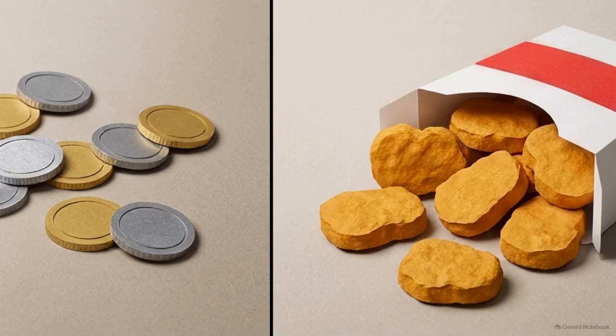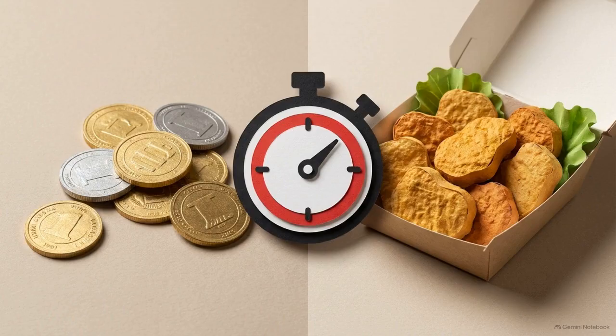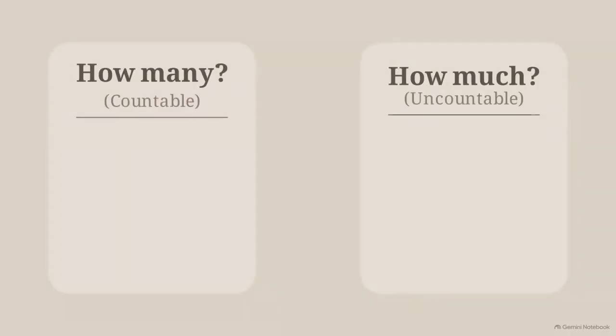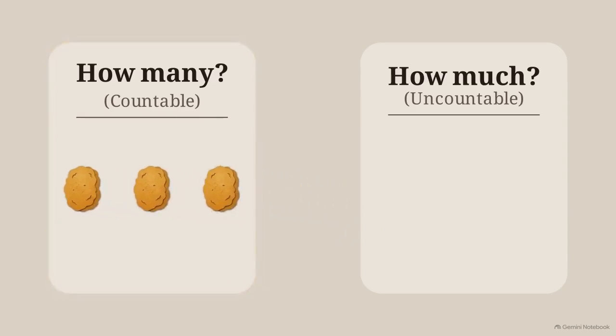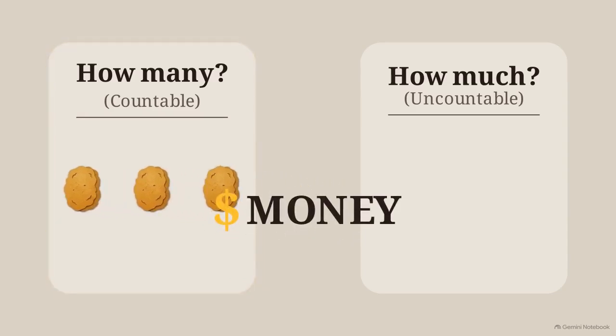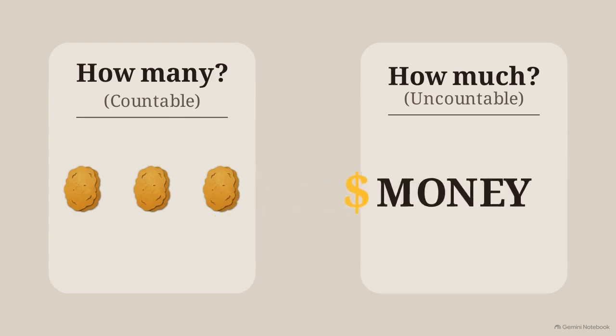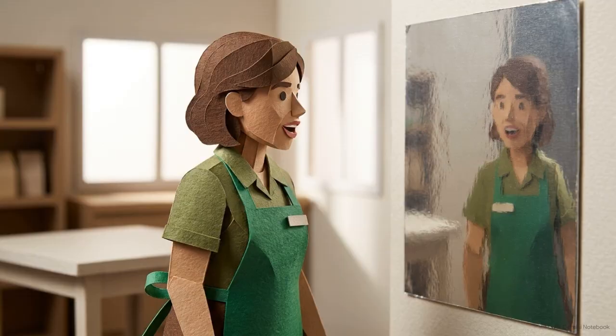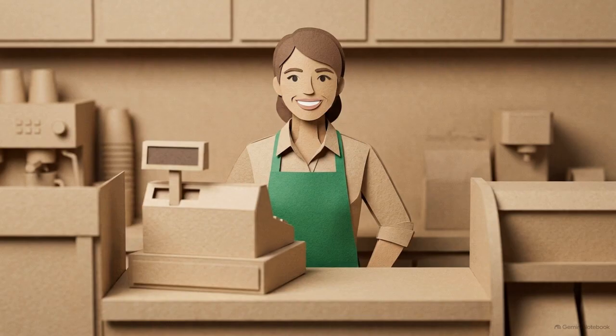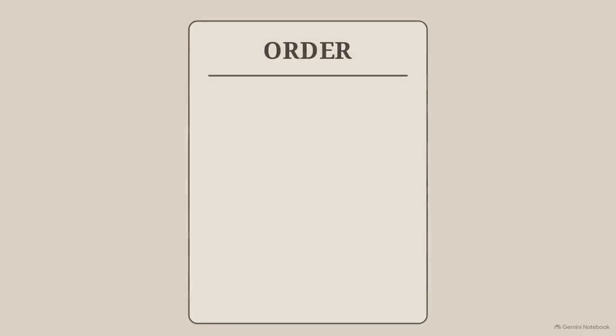Let's test this out. Take a look at these two items, money and chicken nuggets. Pause the video and decide which one takes how much and which takes how many. Because chicken nuggets are individual, distinct pieces of food, they are countable. You ask the customer how many chicken nuggets. Money is the trickier one. You can count individual coins, but the overarching concept of money is an uncountable noun. It requires how much. Practicing these specific edge cases out loud trains your brain to use the correct words without hesitation while you work.